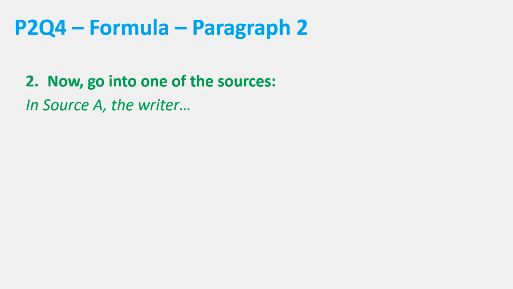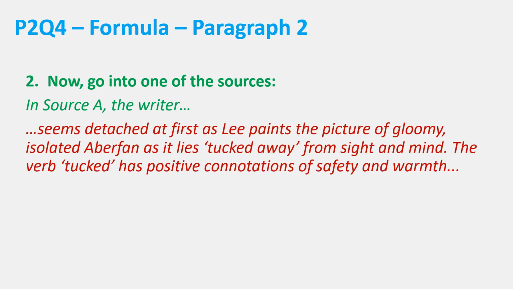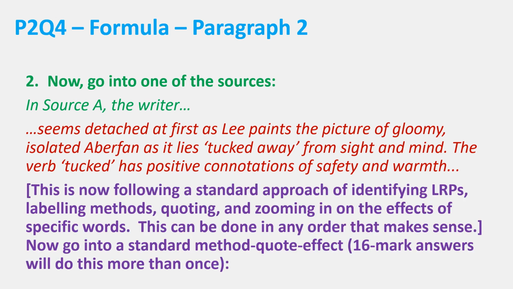So now we come on to paragraph 2. And this is where you go into one of the sources. And what we're going to do now is talk about ideas. In source A, because we've done perspectives, we're now going to focus on ideas. In source A, the writer seems detached at first as Lee paints the picture of a gloomy, isolated ABBA fan as it lies tucked away from sight and mind. The verb "tucked" has positive connotations of safety and warmth.